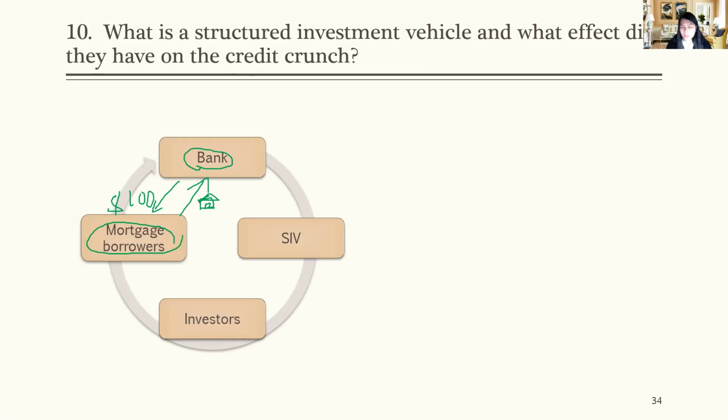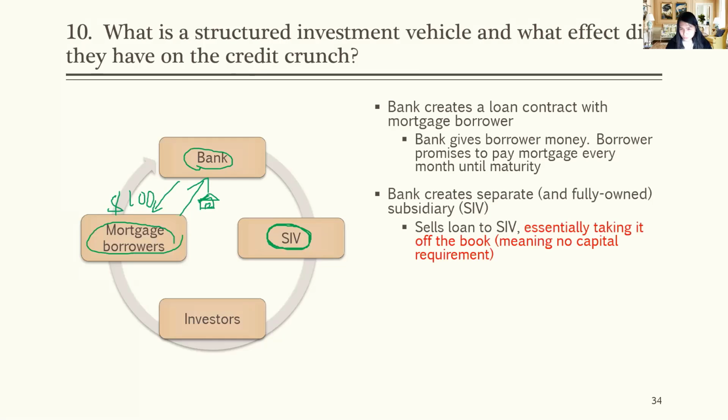With a structured investment vehicle, this is an entity that is created by the bank, and this entity is created for the purpose of securitization. So banks create this SIV so that they can securitize the mortgage to investors later on.